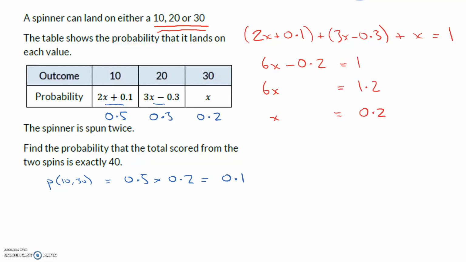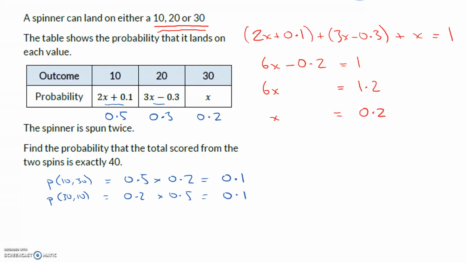How else could we get a 40? Well, we could roll a 30 and then a 10. That's not the same combination. We could get the 30 first, then the 10. What are we going to do? We're going to want 0.2 times 0.5. We just worked that out already. That's going to give us another 0.1.